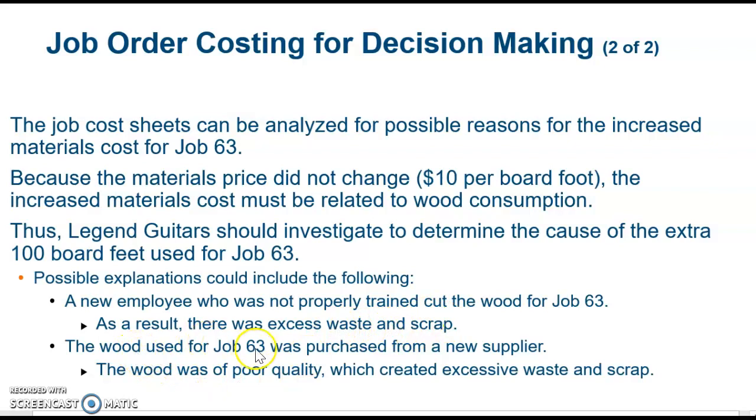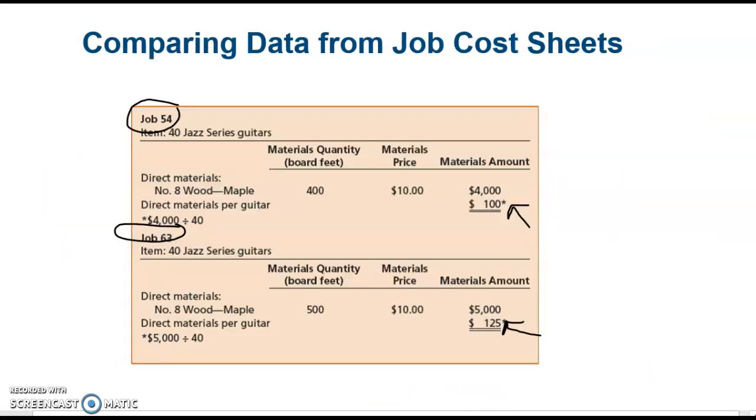Or it could be the wood used for job 63 was purchased from a different supplier, so maybe the wood was poorer quality, which is going to create extra waste. So job order costs, breaking these down by jobs, will help us to look at that and to investigate it further.